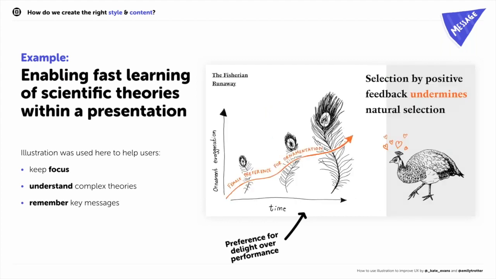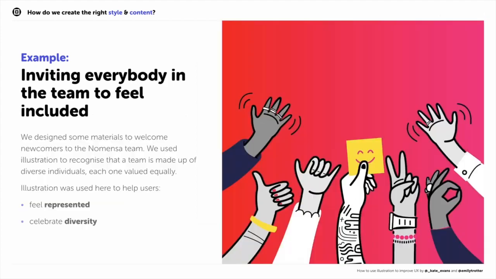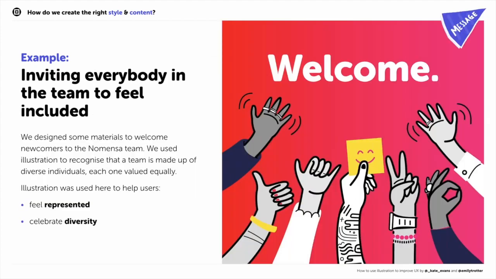And then the final example in the message slice. Here we designed some internal materials to welcome new employees. Our aim was to communicate that individuality is celebrated at Nomensa. The illustration needed to present a team made up of diverse individuals, each one valued equally, so that the recipient of this message would feel represented and welcomed by the illustration, and therefore the team.